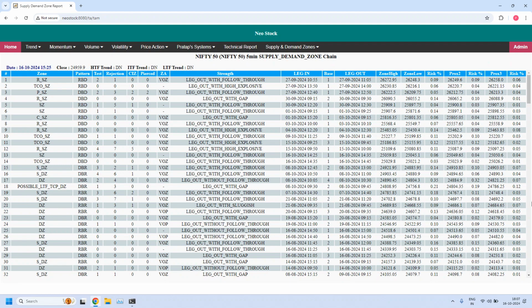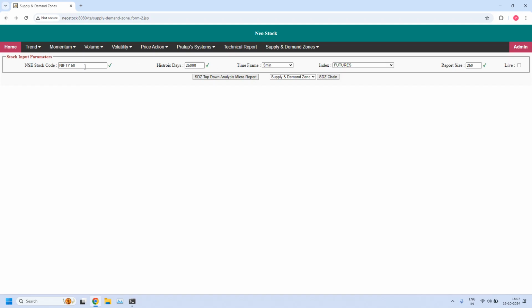So this is about NIFTY supply demand zone chain. Next, let us generate BANKNIFTY supply demand zone chain, that is nothing but NIFTY Bank. And let's start with monthly time frame, generating monthly supply demand zone chain for BANKNIFTY.